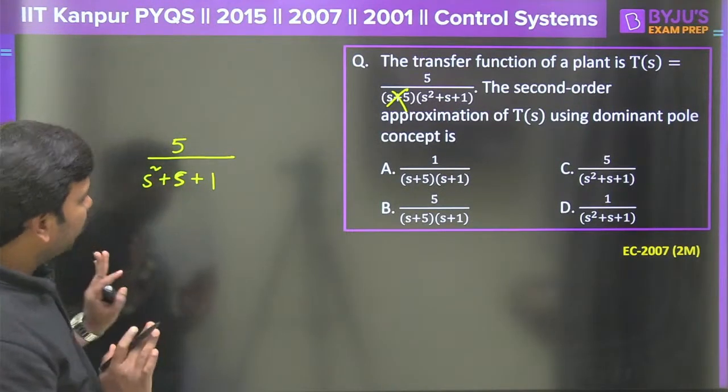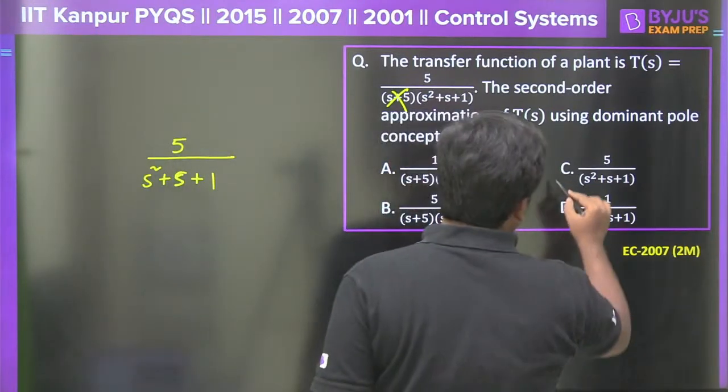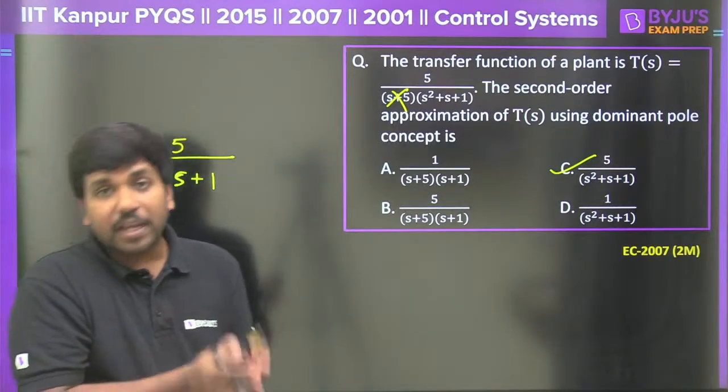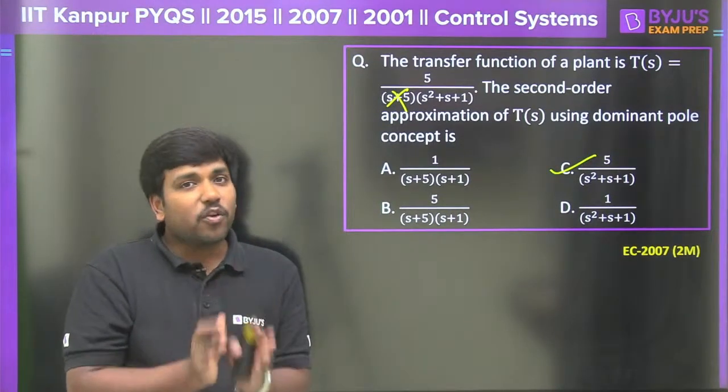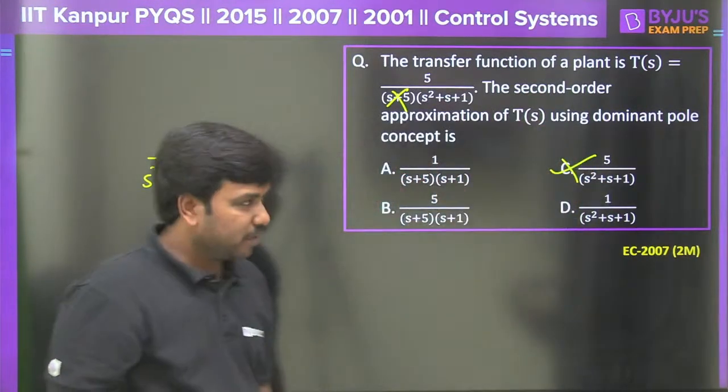Now students solve up to here, and they select the answer as option C, because option C is available. So they will go for option C, but it is not correct. Why is it not correct? Because most of the students make a mistake like this.